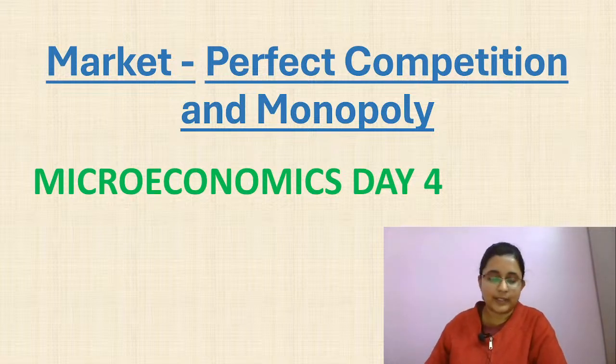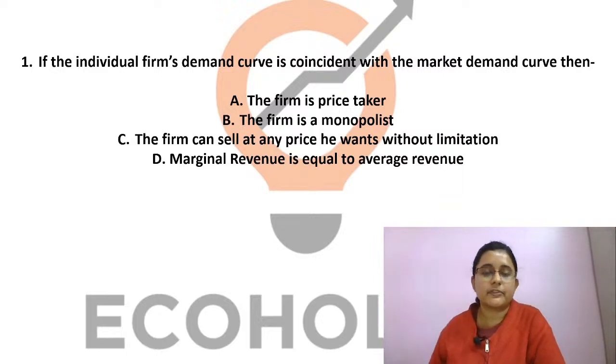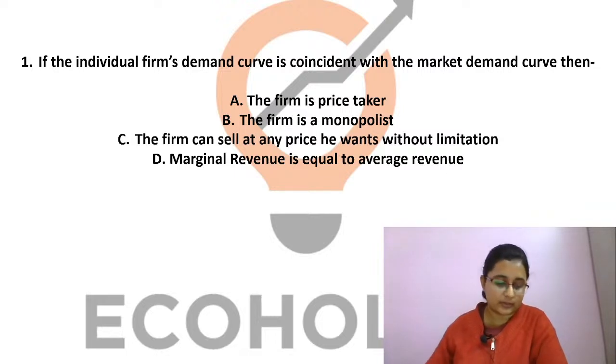Very good evening. I'm presenting the first question on your screen. Just have a look at the question. If the individual firm's demand curve is coincident with the market demand curve, then the firm is what? Option A, the firm is a price taker; B, the firm is a monopolist; C, the firm can sell at any price he wants without limitation; or option D, marginal revenue is equal to the average revenue. Tell me, what will be the right answer of this question?